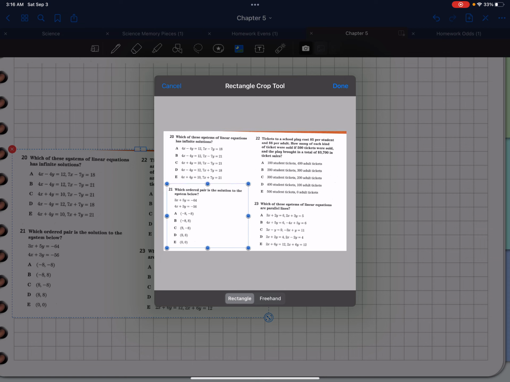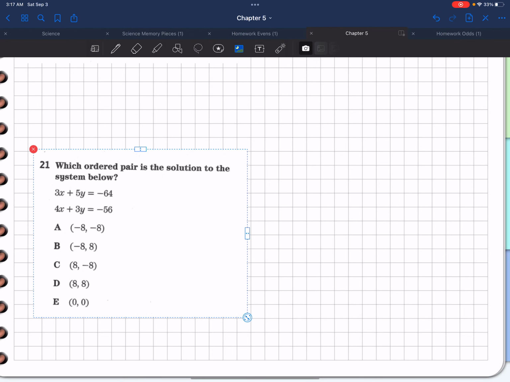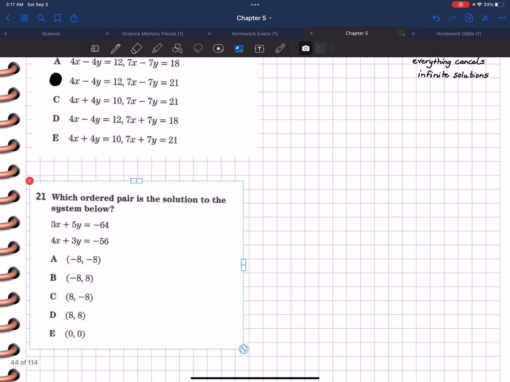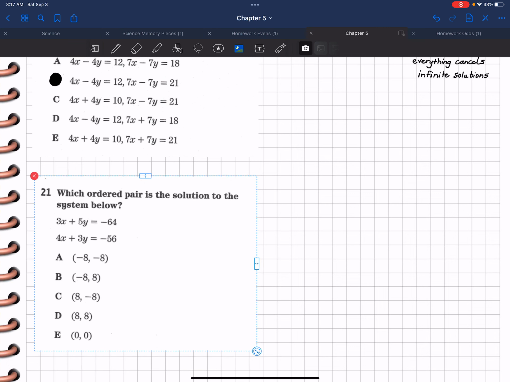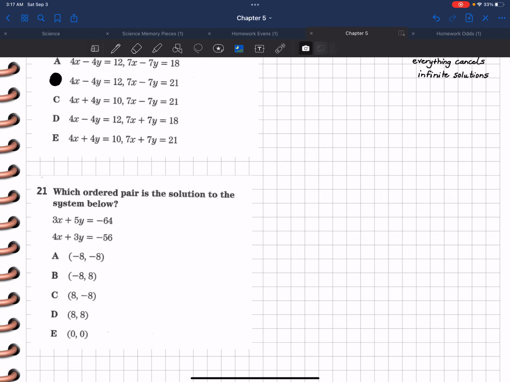And this one says which ordered pair is a solution to the system. Remember, the solution to a system is a point. So we're looking for the point. So we've got 3x plus 5y is -64. And then 4x plus 3y is -56. And we are supposed to use the elimination method to solve these.